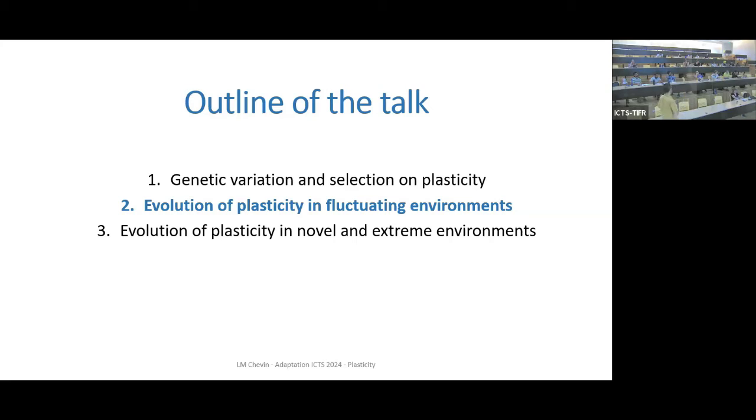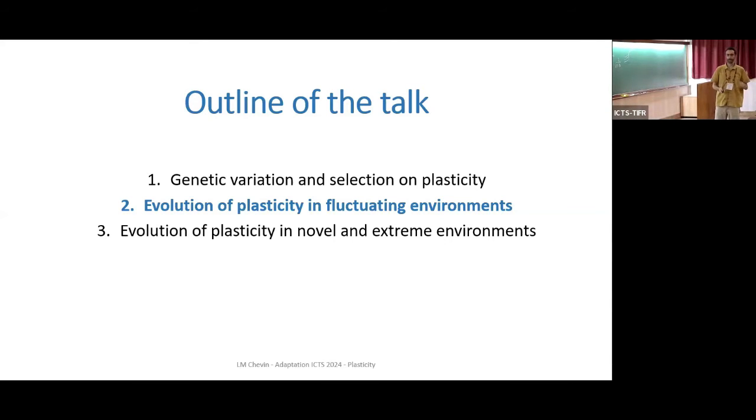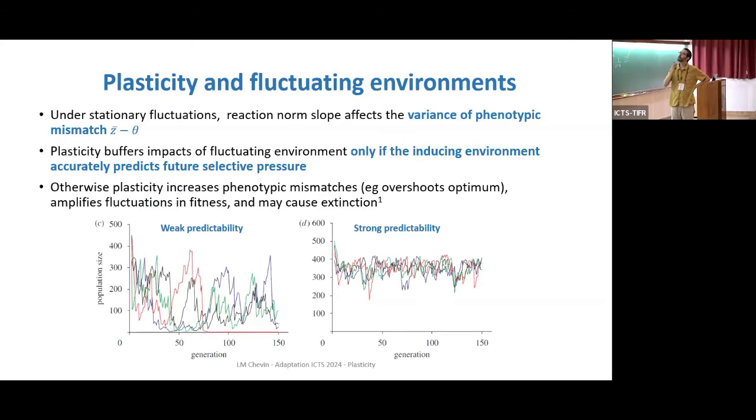what happens in a fluctuating environment. Okay, so this is something I've been interested in for some time, and lots of people have worked on it, but if you think of what plasticity does when you have a randomly fluctuating environment that's stationary, it fluctuates around the same mean, etc.